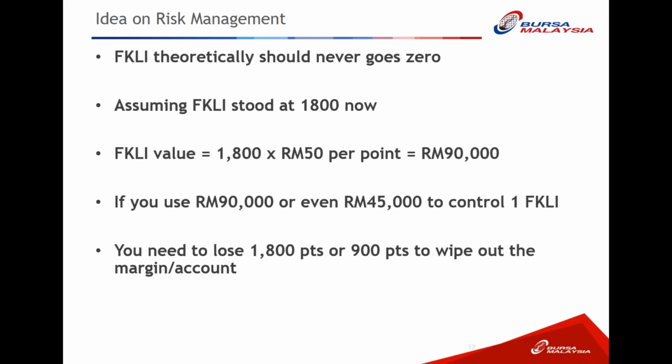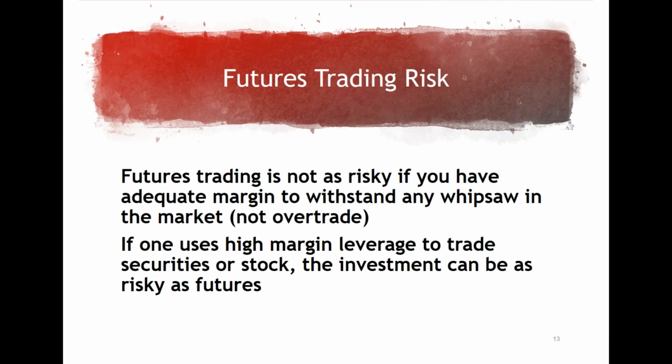That means try to save up a bit of money. Don't just put in the bare minimum 4,000 to control one contract, because that becomes very risky. Futures trading will not be as risky if you have adequate margin to withstand any whipsaw in the market. I mean, you're not overtrading. Don't put yourself at any point in time in overtrading. Overtrading can be, if your account only has 4,000 but you buy 10 contracts, or you have 40,000 and you buy 40 contracts. These are all overtrading.